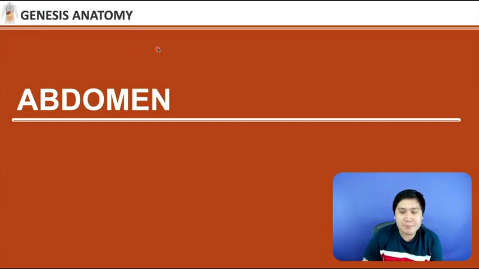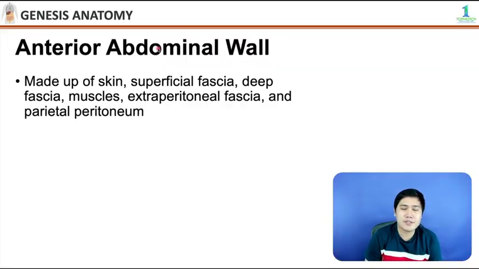Okay, now, so let's go to the abdomen. So before we go to the specific structures, let's discuss first the abdominal wall. So ito yung mga madalas nang itanong ng surgeon, no? Anong layer na tayo? So your anterior abdominal wall, the most external is the skin, followed by the superficial fascia, followed by the deep fascia, followed by the muscle, and an extraperitoneal fascia, until we encounter the parietal peritoneum.